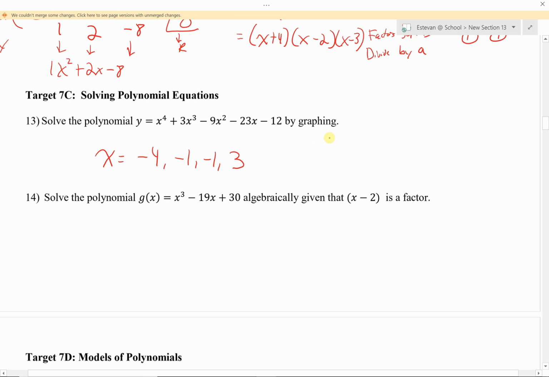Just be aware you could also see the answer as set notation. It's very simple. It's just once again -4, -1, -1, and 3. Rather than me saying x equals, I could just write it in this notation. Either is correct.